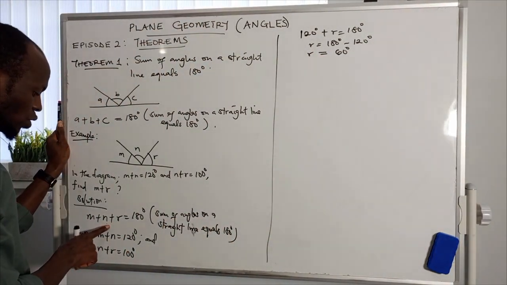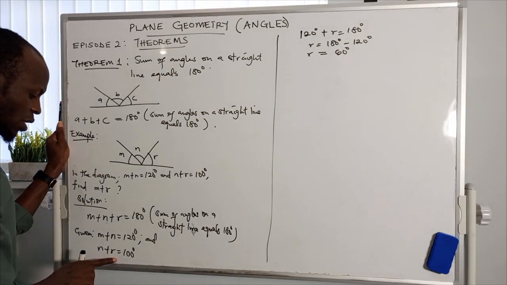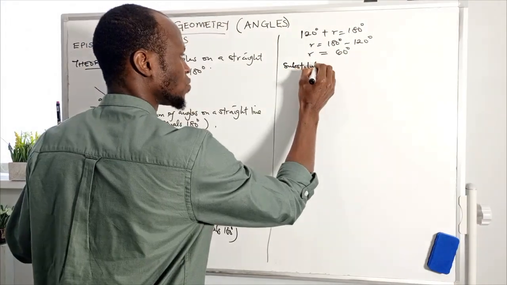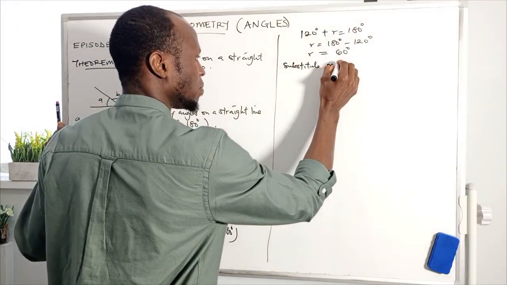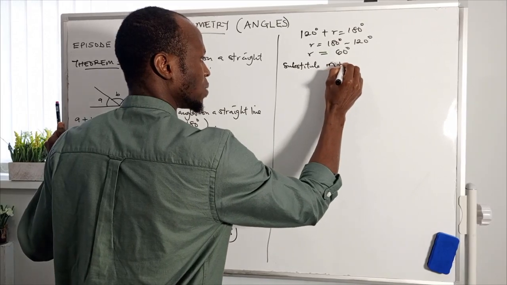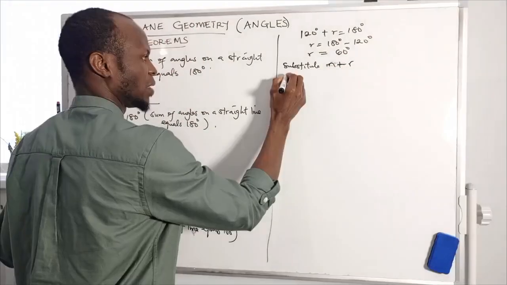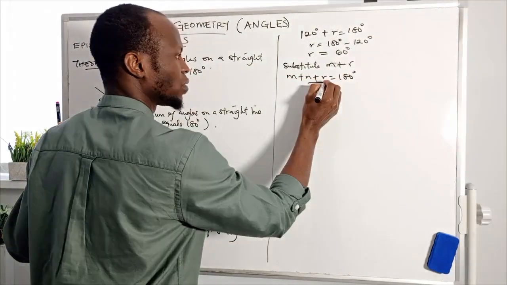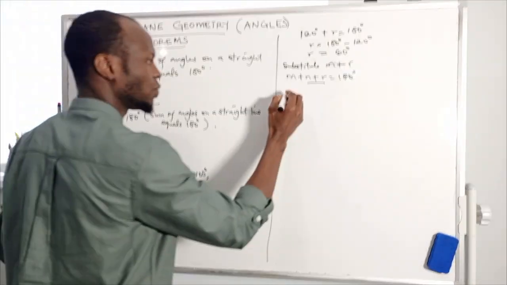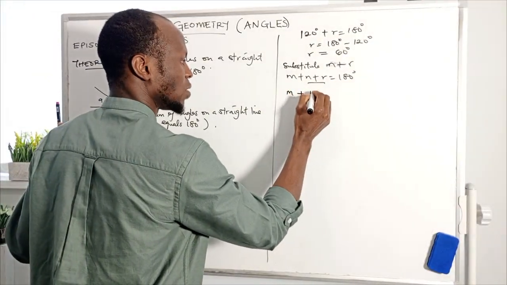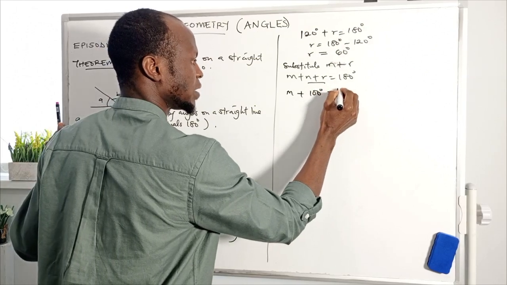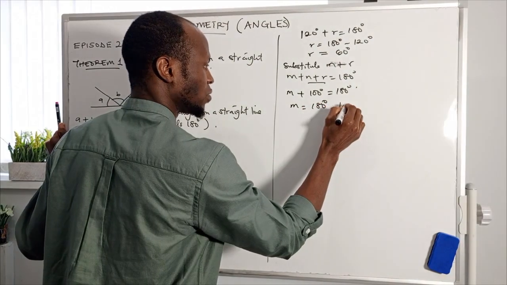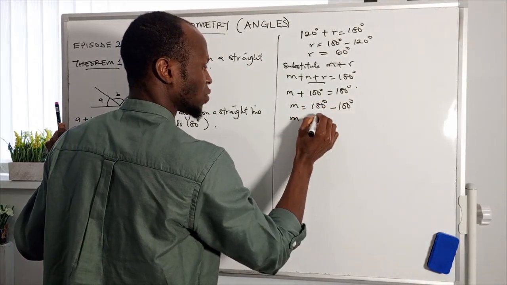If I use this same equation and substitute my N plus R equals 100, so we have M plus N plus R equals 180 degrees. This N plus R that is given to be 100 degrees, we have M plus 100 degrees equals 180 degrees. So my M equals 180 degrees minus 100 degrees. So my M equals 80 degrees.